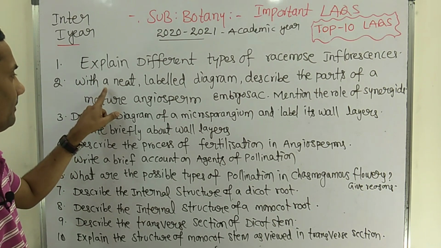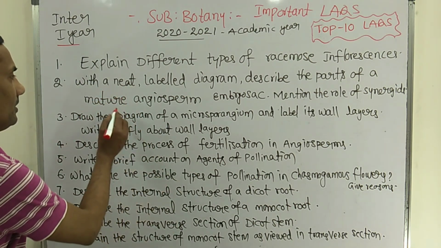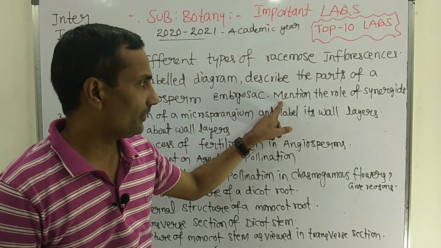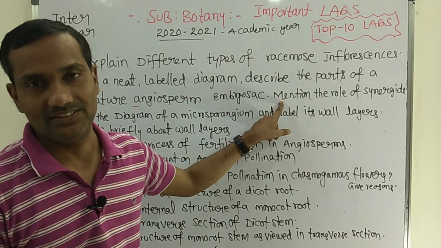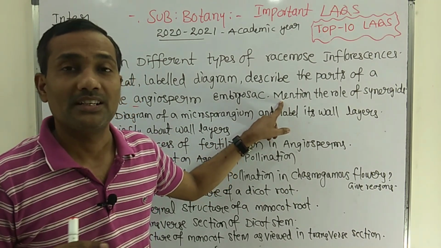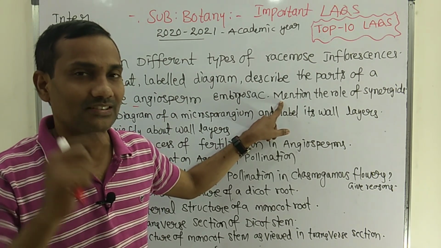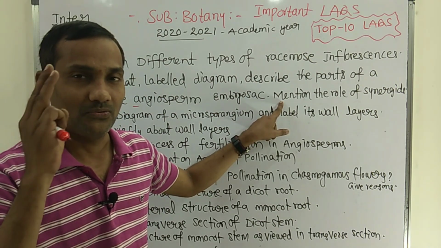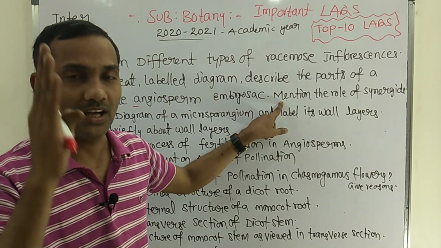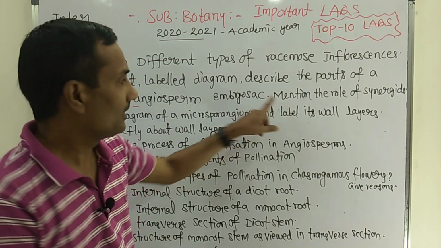Second question, with a neat labeled diagram, describe the parts of mature angiosperm embryo sac, that is the female gametophyte. Mention the role of synergids. For this question, you have to describe about structure of embryo sac. 7 cell 8 nucleated structure embryo sac is there. For diagram 3 marks. For describing about answer 4 marks. 4 plus 3, 7 marks.